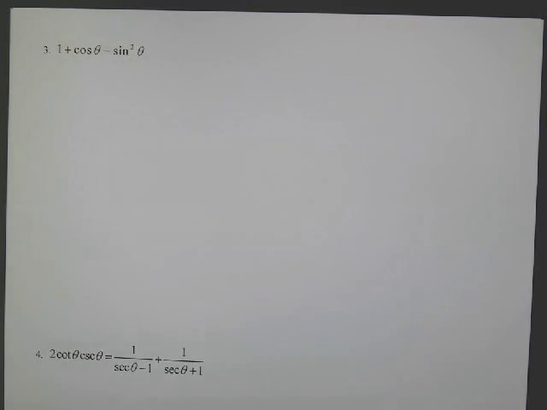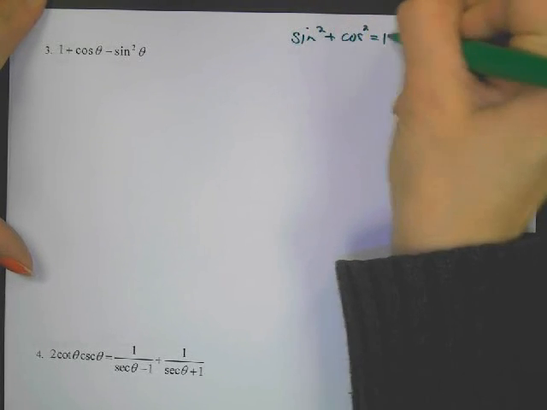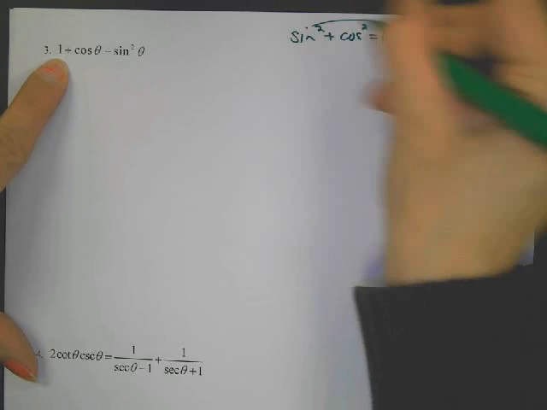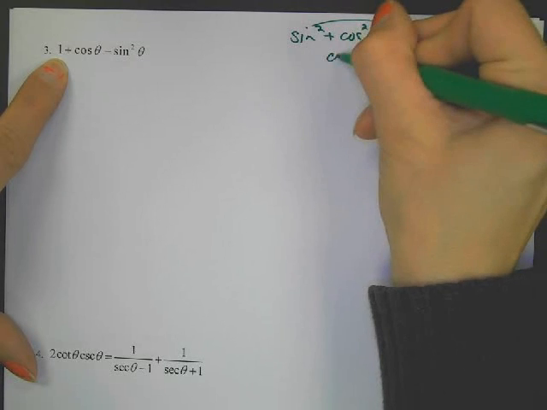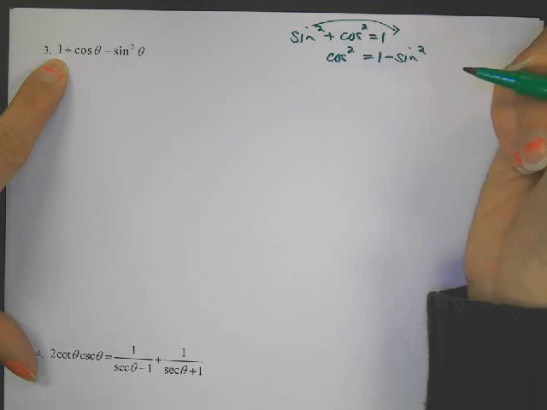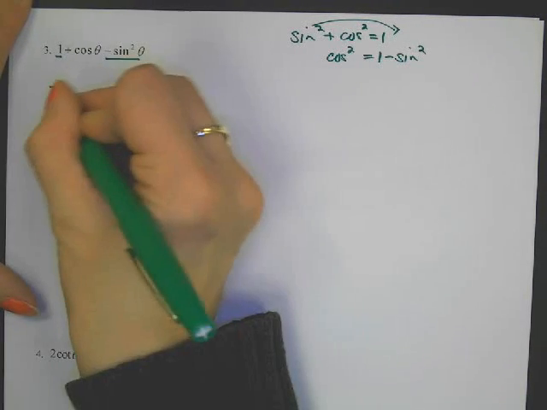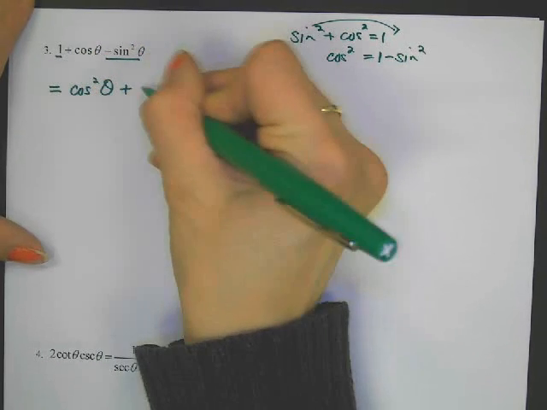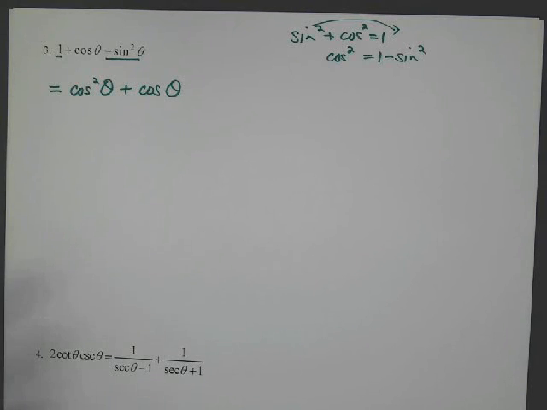In fact, maybe what I'll do, let's write down the identity. This helps. Sine squared plus cosine squared equals 1. Well, here's a 1. What if I move the sine squared over there and say 1 minus sine squared? That would equal cosine squared. Well, let's do that. Let's take out 1 minus sine squared, and let's replace that with cosine squared of theta plus cosine of theta. Can you add those together? No. You could factor a cosine out.